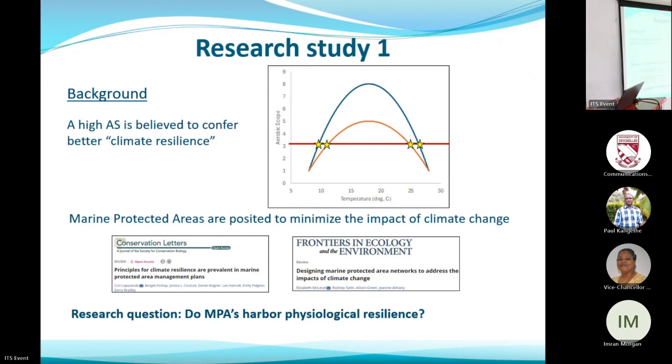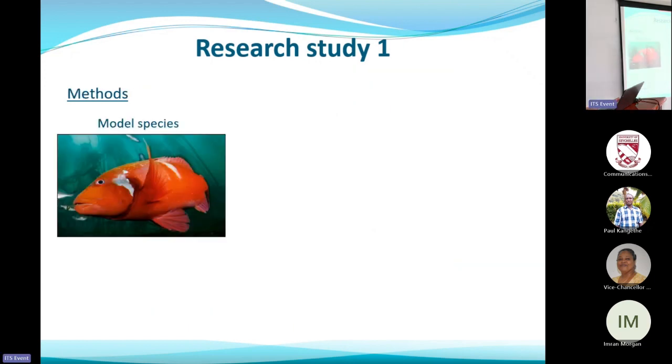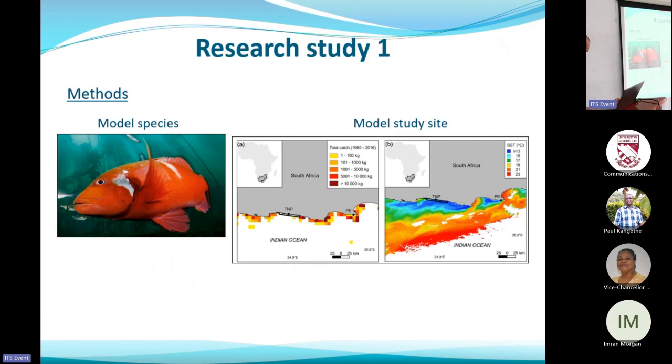To do that, I made use of a model species in South Africa, Roman sea bream. It's similar, but not that similar to bourgeois. And we took advantage of a model study site. In South Africa, you have the Tsitsikamma Marine Protected Area, which is the longest standing marine reserve in Africa, I believe. I think it was proclaimed in the 60s. And everything within its boundaries is considered in pristine condition. They've never been affected by fishing.